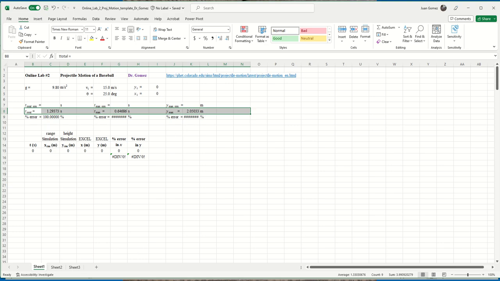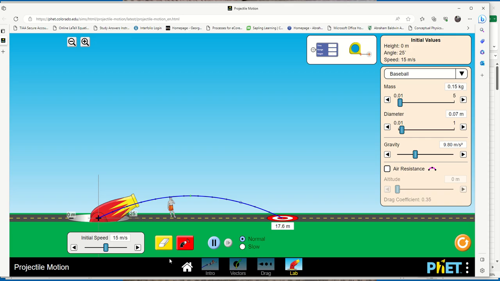Now what is Y max? Well, Y max is the maximum height of the projectile. That's the height at this green dot. Y max is the height at T max. Well, how did I calculate those?